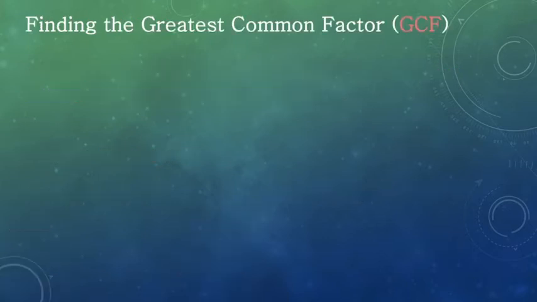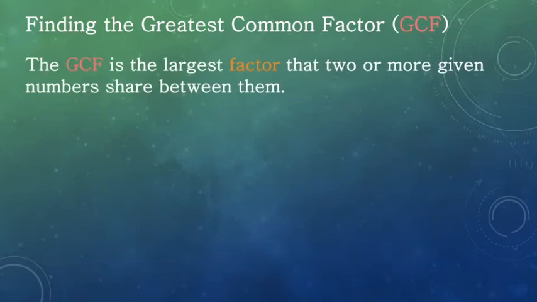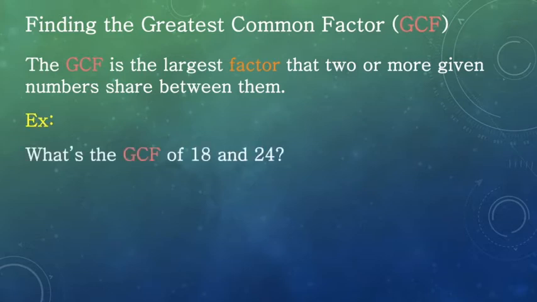With that out of the way, let's actually talk about greatest common factors, GCF for short, and more specifically how to find them. So before we actually do that, again, definition: the GCF is the largest factor that two or more given numbers share between them. So let's look at an example here. What's the GCF of 18 and 24?